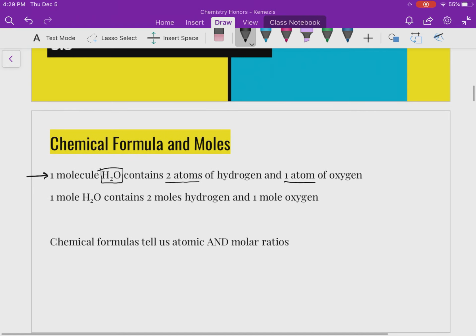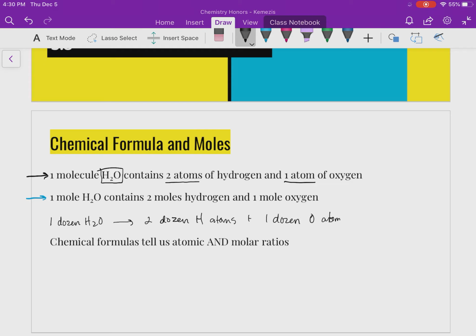just as if we talked about a dozen. So before we get to this next statement, hopefully we understand that if I have a dozen H2O molecules, our ratio of hydrogen to oxygen is 2 to 1. So I'm going to have 2 dozen hydrogen atoms, just H atoms, and 1 dozen oxygen atoms based on this 2 to 1 ratio. The ratio always stays 2 to 1.